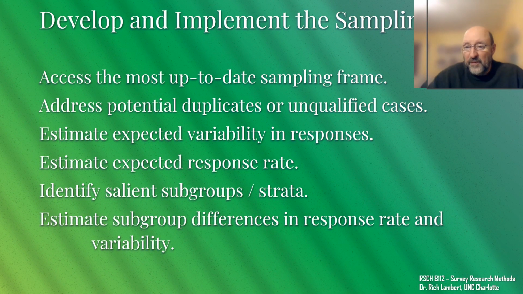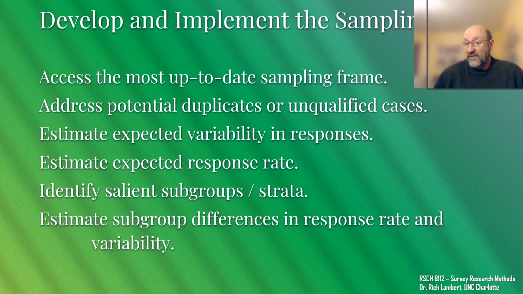And then you develop and implement the best sampling plan. Well, the first step in doing that is accessing the most up-to-date sampling frame. And remember, we said sampling frame is the best available list of the members of the population. Once you have that, then you need to go through a systematic process of looking at whether there are duplicates in that sampling frame, because that happens.